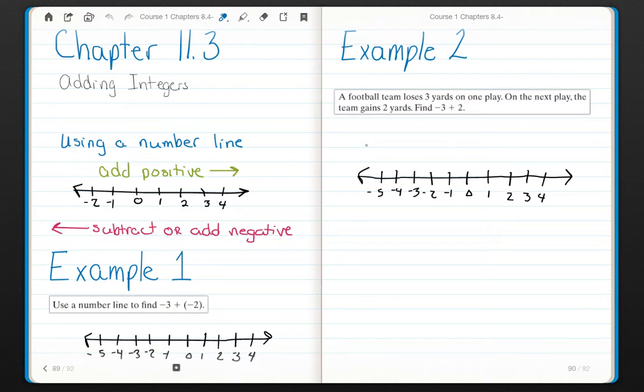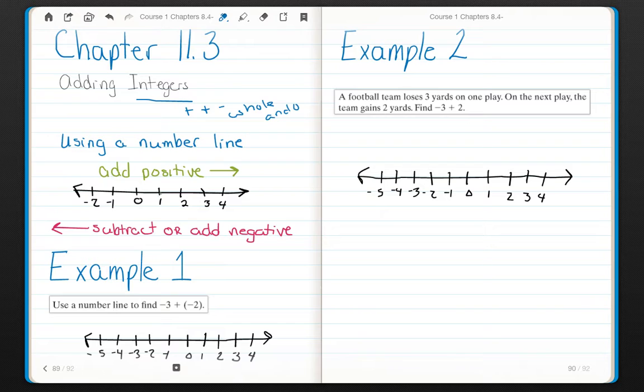Chapter 11.3, Adding Integers. Just as a quick reminder, an integer is the set of positive and negative whole numbers, so no decimals or fractions, including 0. For example, -2, -1, 0, 1, 2, 3, 4 are all integers. The first way that we're going to talk about adding integers is using a number line.